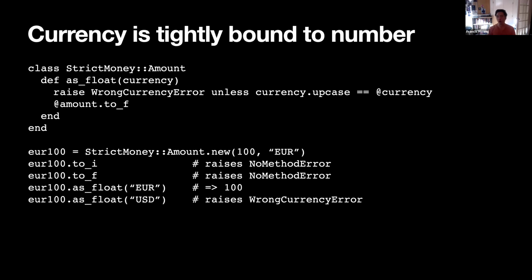So if you call to_i or to_f, it raises a NoMethodError. If you call as_float with the correct currency, it will reduce it to just the number 100. But if you call as_float with the wrong currency, it raises a WrongCurrency error. Right? So this is the code giving you guardrails. Somehow you got your hands on the wrong currency. You should figure out where the error is in your code before you give wrong results to a paying client.